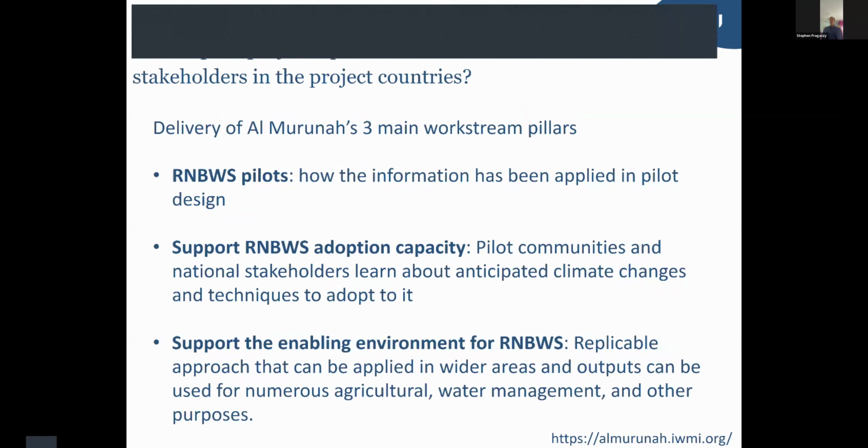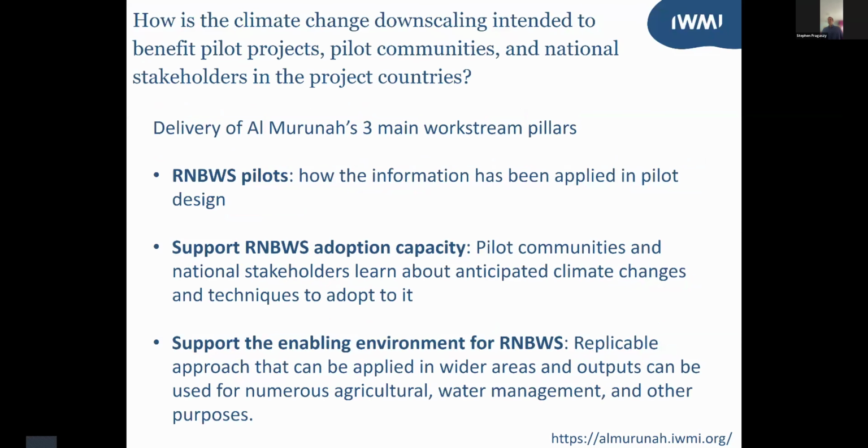Okay, so here I want to talk a little bit about how climate change downscaling is intended to benefit our pilot projects, pilot communities and national stakeholders. And that's really the main topic of our partners' presentations today. You're going to hear about how the downscaling has been incorporated into RNBWS pilots in terms of agricultural and water management practices.